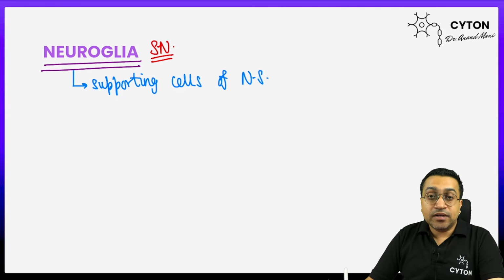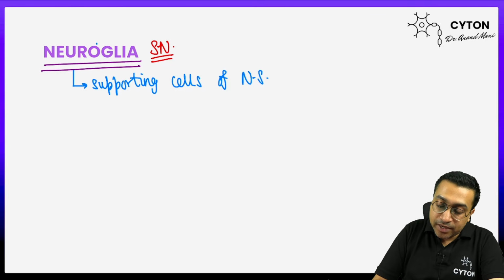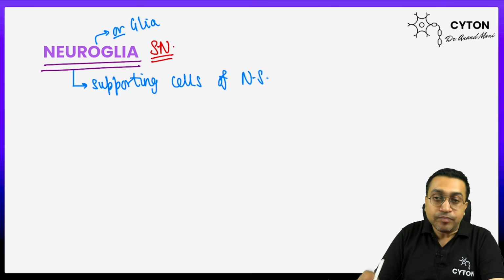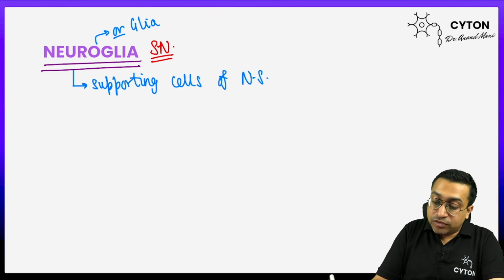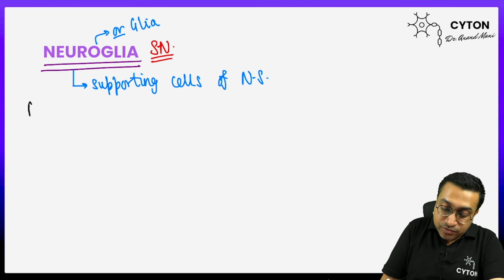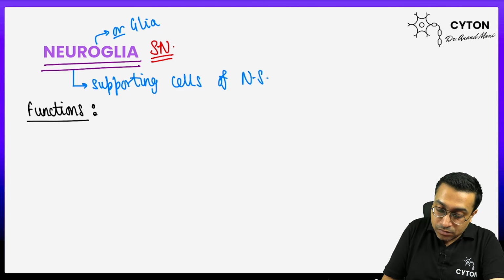These neuroglia cells are also simply known as glia, or I can say them glia. Now let us understand the functions of these neuroglial cells, and that is very important if you get a short note or a viva question regarding the same.